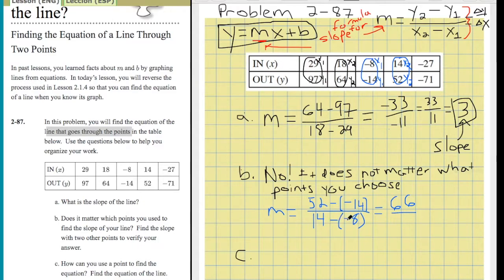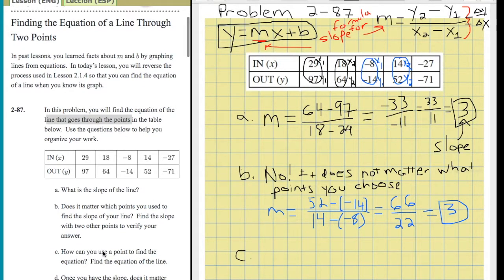And then here we have the same issue. We have a double negative right here. So double negative, make it positive. 14 plus 8 is going to give us 22. And here we see the same thing. 22 goes into 66 3 times. So our m here is 3, and we are good to go.